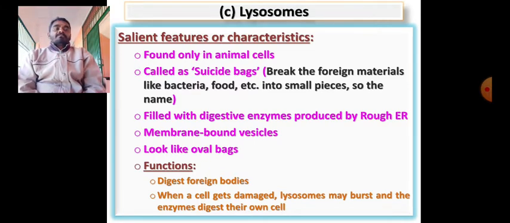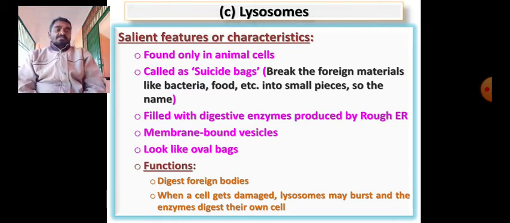Why? Because they break the foreign materials like bacteria, food, which enter inside the body, and entered into our cells also. Once they are entering into the cell which are unwanted, then they will be broken into pieces, small pieces. They will be shattered into pieces. So that is why these are called lysosomes. Why are these called suicidal bags? And why do we call them suicidal bags?